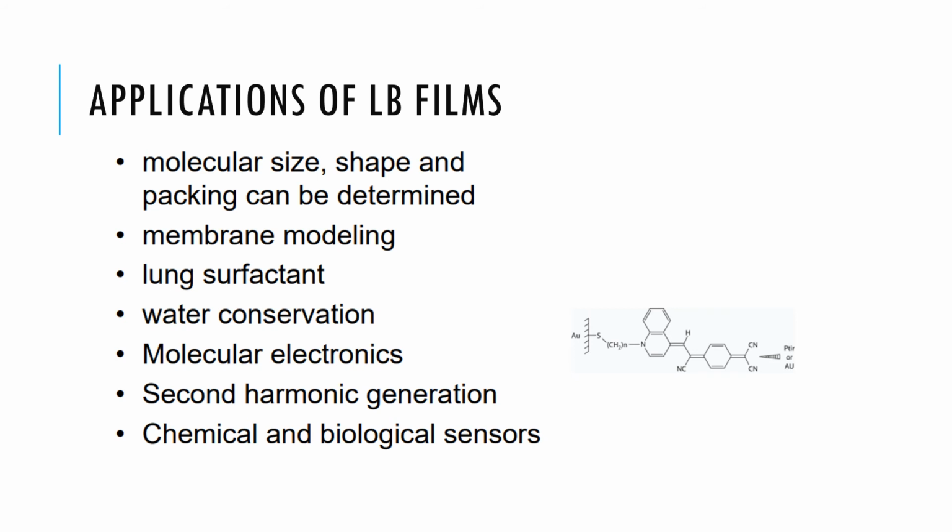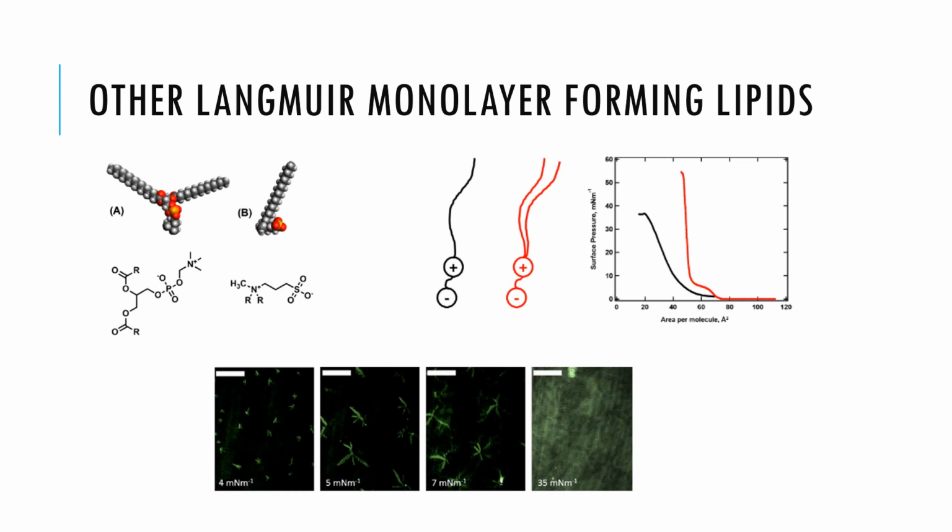Now, as I said, the key application of these Langmuir-Blodgett films, or these Langmuir monolayers, is that you can use them as a model for the cell membrane. And there are lots of different lipids that can form Langmuir monolayers. It's not just phospholipids. These are a class of lipids called the sulfobetaines, and they also form Langmuir monolayers.